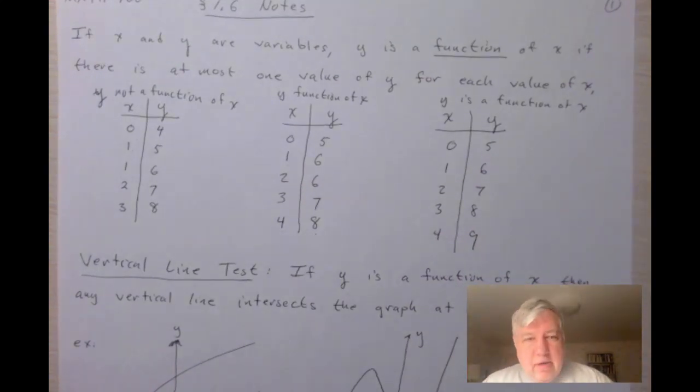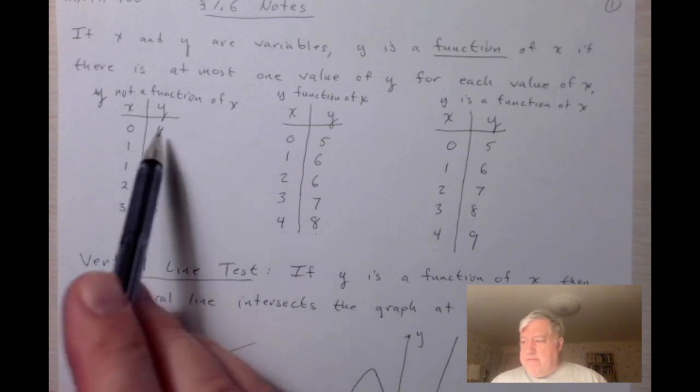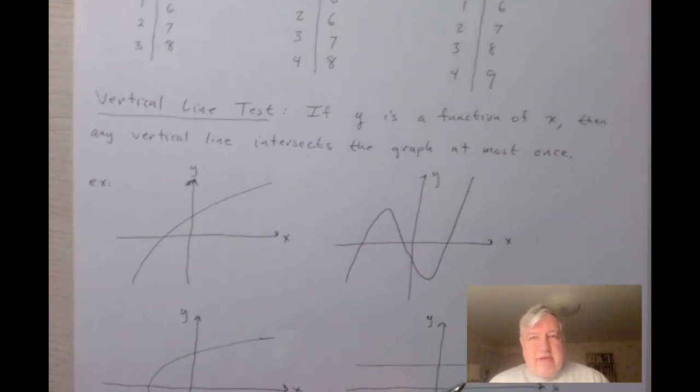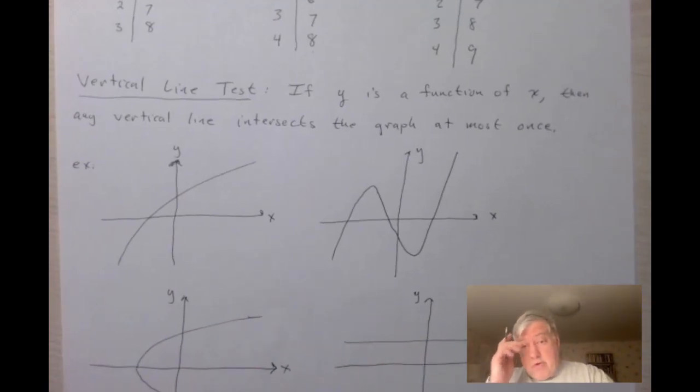Now, graphically, it's kind of easy to see if y is a function of x, because all of these pairs correspond to points on the xy plane. Those points will form a graph or a curve, or something like that. To determine if y is a function of x, we look at the corresponding graph and see if it passes what we call the vertical line test. That means any vertical line intersects the graph at most once. It might not intersect it at all, but it can't intersect it twice or more.